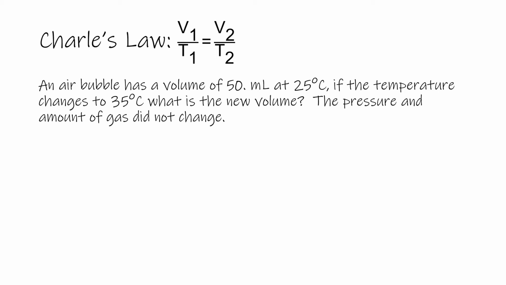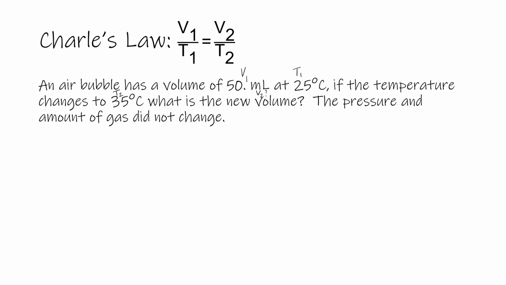Let's assign what each of these terms are. We have volume 1 at 50 milliliters, and temperature 1 is 25 degrees Celsius. Temperature changes to 35 degrees Celsius, so that's our T2. What is the new volume? So volume 2 is what we are looking for. Something to keep in mind when you're dealing with gas laws is that anytime temperature is involved, you have to convert temperature into Kelvin. So when we plug in our temperature values, we'll do that.